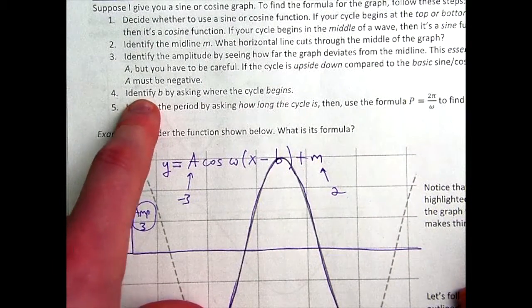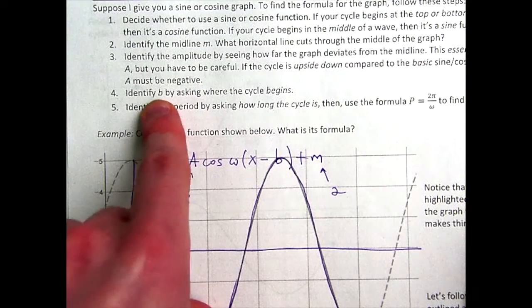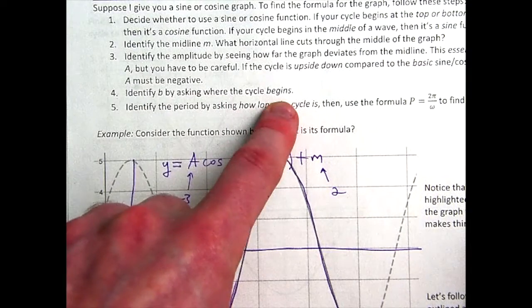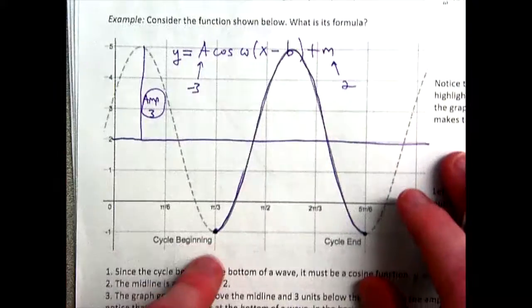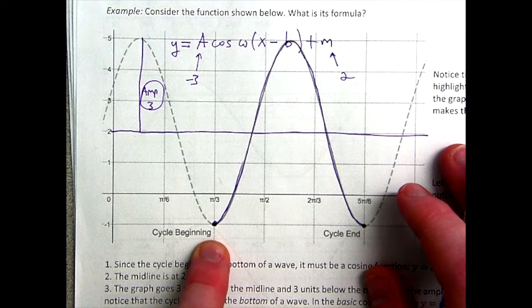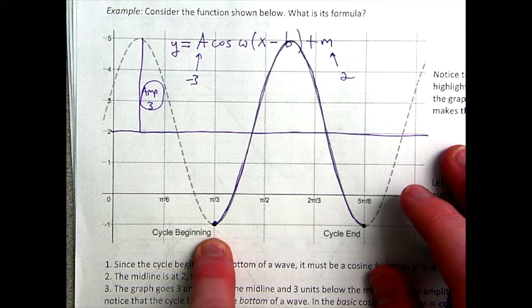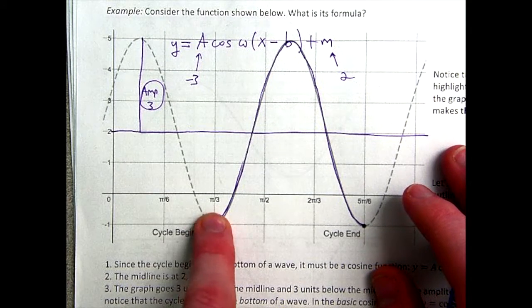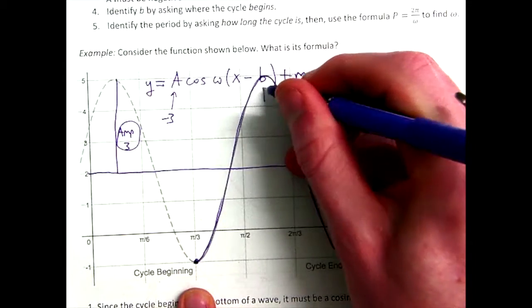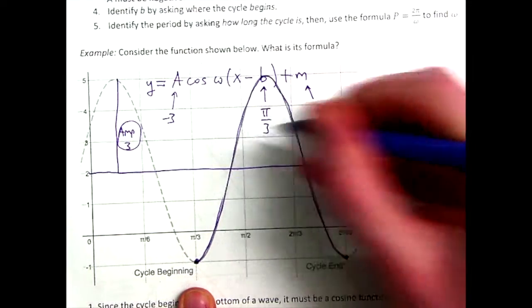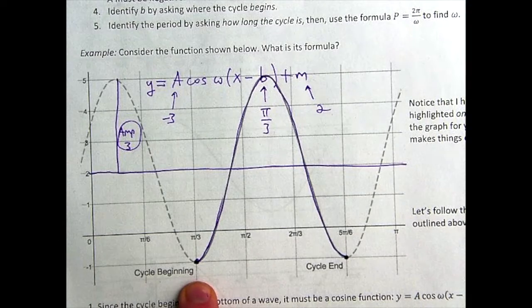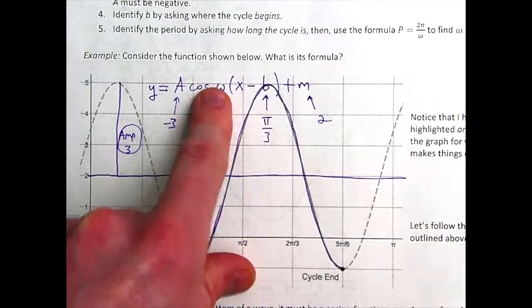What else? We need to identify b, which is where the cycle begins. We've highlighted this cycle right here, clearly labeled cycle beginning. Where does it begin? At pi over 3. So that's telling me that b is pi over 3. And then there's just one more thing: we need to find omega.